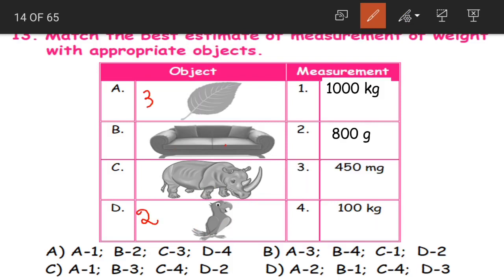Now coming to sofa and rhinoceros. Now which is the heavier object here? Is it the sofa or the rhinoceros?